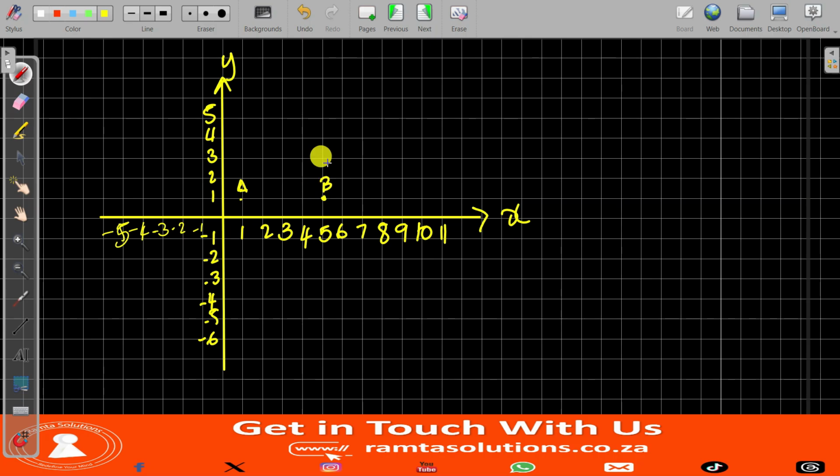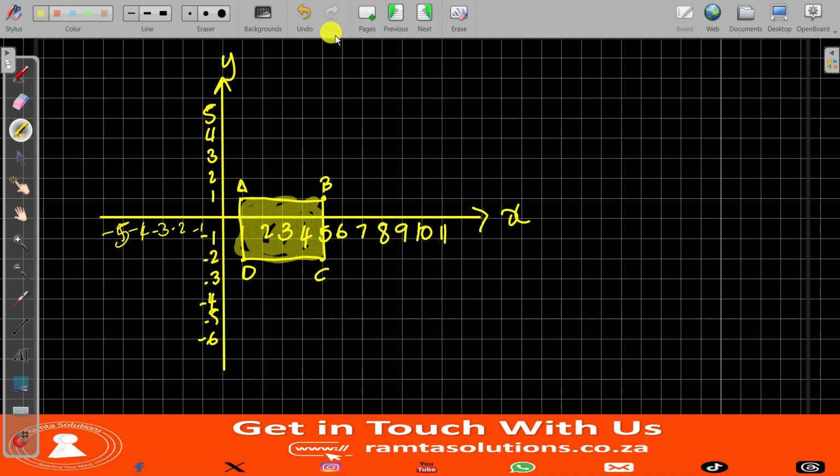Point C was 5 and negative 2. 5 and negative 2 is this one here. That's point C. And then point D was 1 and negative 2. Here it is. This is point D, right? So let me just do this, and then I'm going to color them in like this so I can still see my numbers.